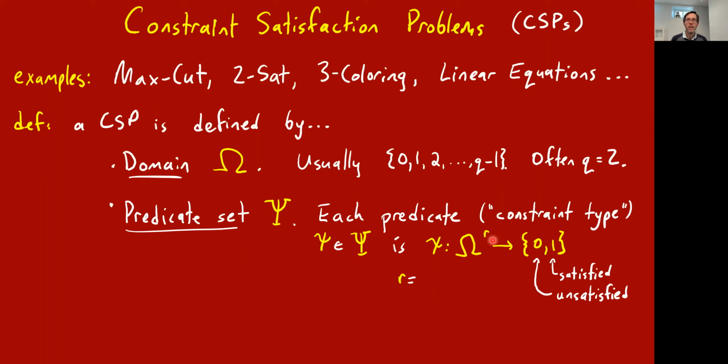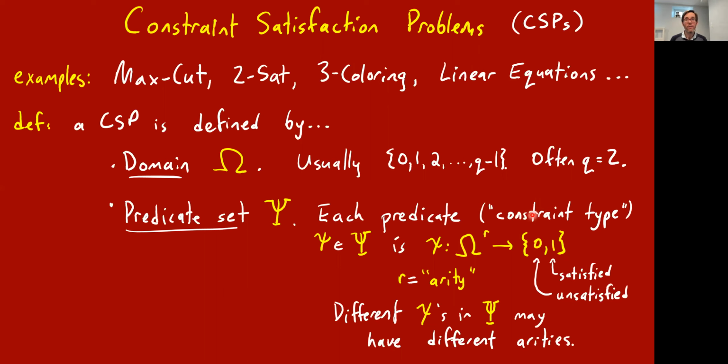Okay, and R is the arity of the constraint. So remember, for the E2-SAT CSP, omega was true and false. All the arities were 2. So our constraints, little psi, are supposed to map a pair of true-false values to 0 and 1, meaning satisfied or not satisfied. And indeed, the first one of the 4 constraints was the OR function, which maps a pair of truth values to 1, unless both those truth values are false.